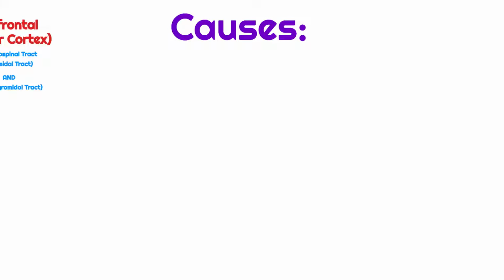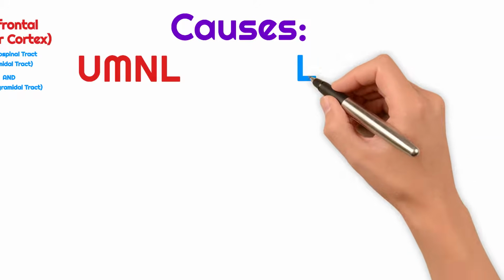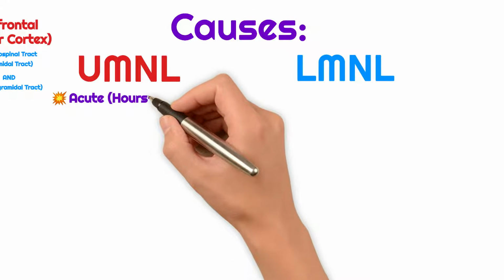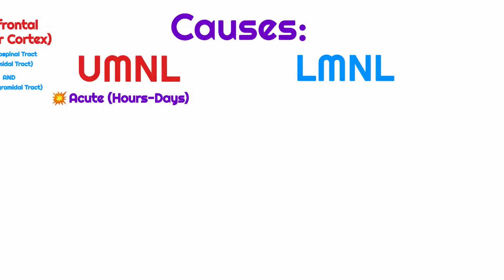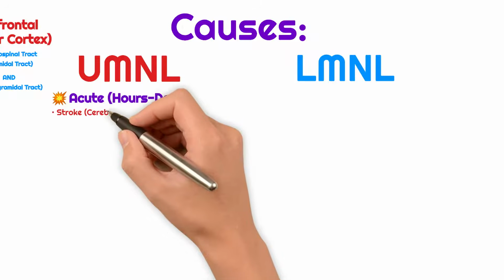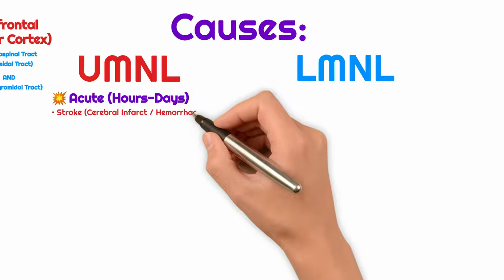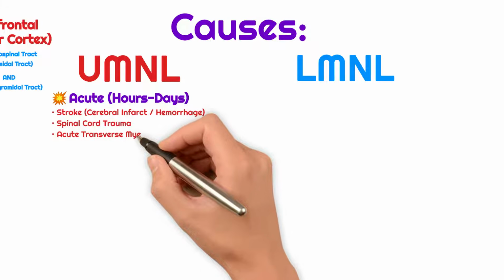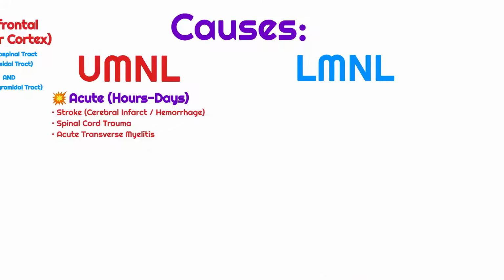Now, with upper and lower motor neuron lesions, I categorize by time, which categorizes it really well in your head as well. So let's categorize it according to time, with acute, happening over hours and days. These are your strokes, for example, cerebral infarcts and hemorrhages, spinal cord trauma after, for example, God forbid, a road traffic accident, or in the setting of an acute transverse myelitis.